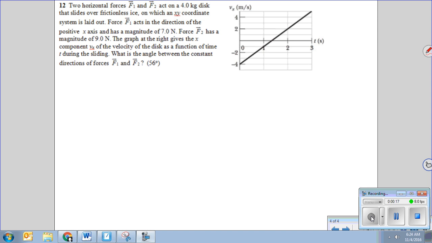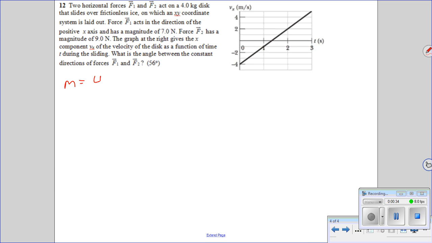So we've got two horizontal forces acting on a 4-kilogram disc that slides over frictionless ice on which an XY coordinate system is laid out. So you've got your ice, here's your hockey puck or whatever it is. It doesn't say it's a puck, it says it's a disc. And that would be a very heavy hockey puck, I guess. So anyway, the mass of our object is 4 kilograms. Again, I'm being sloppy about significant digits because we're more worried about the concepts here.